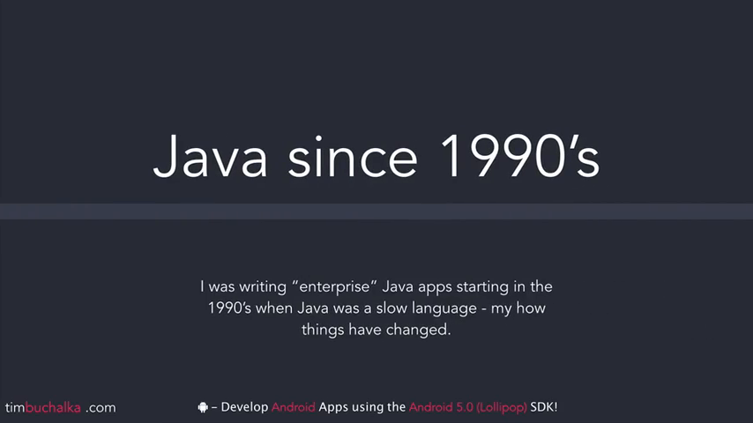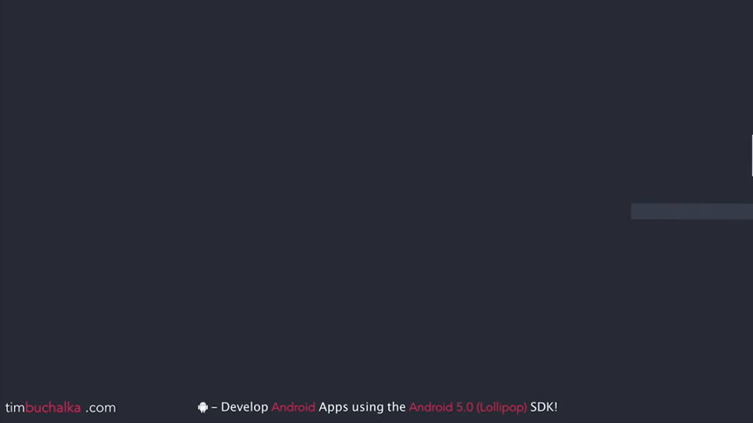But essentially I've been using Java, which is the language we're using in this course for Android apps, since the late 1990s. I was writing enterprise Java applications back then, and back in the day Java was a fairly slow language and didn't have anywhere near the amount of features it has these days. And look, how things have changed. Today Java's much faster and it's so fully featured it's not funny, and I think you're going to enjoy what you see in this course.